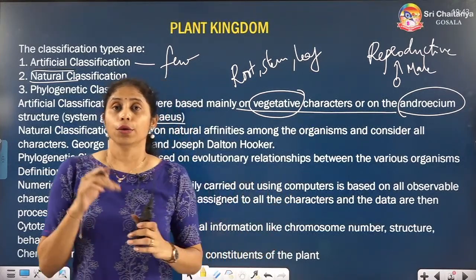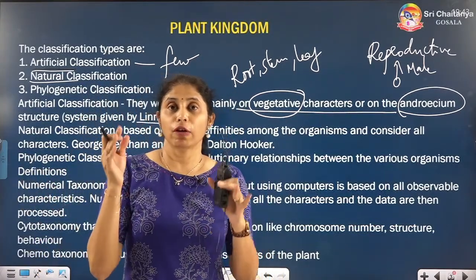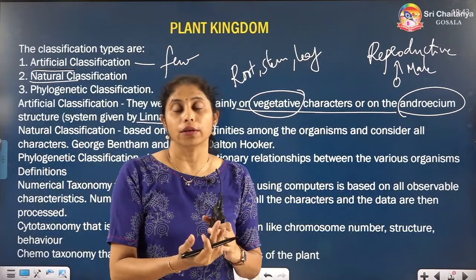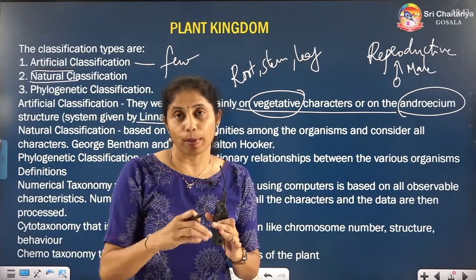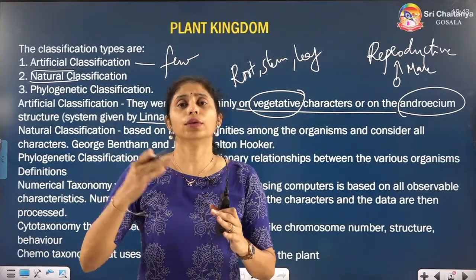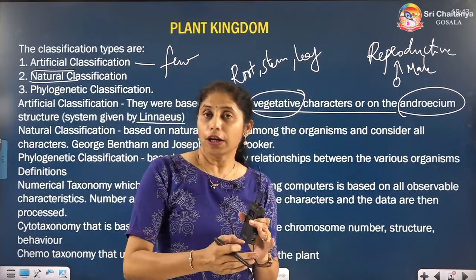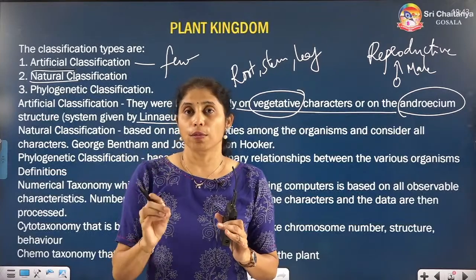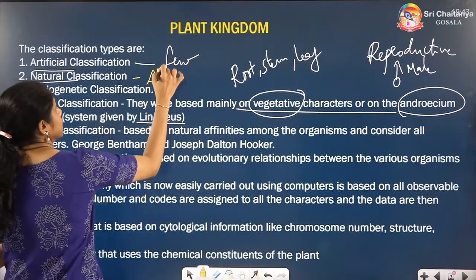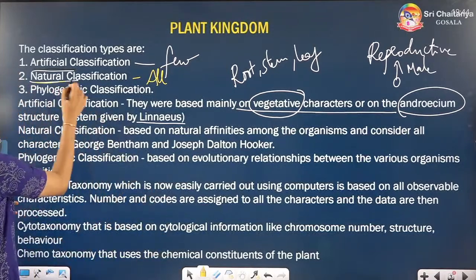But along with that, you consider the natural affinities of that plant with other organisms. For example, one mango plant is there in your garden, and other plants are also there. So you will consider the affinity of this mango plant towards the other plants. They are living in the same environment, so how are they living in the same environment? That is called natural affinities. So natural affinities are considered along with all observable morphological characters, and that becomes the natural system of classification.